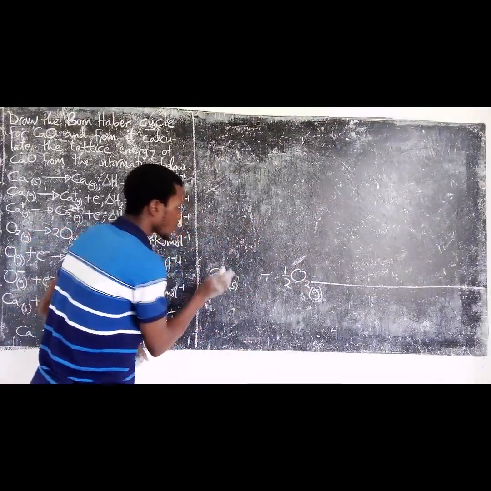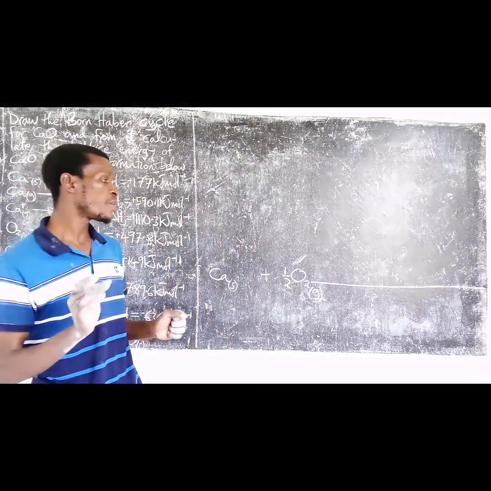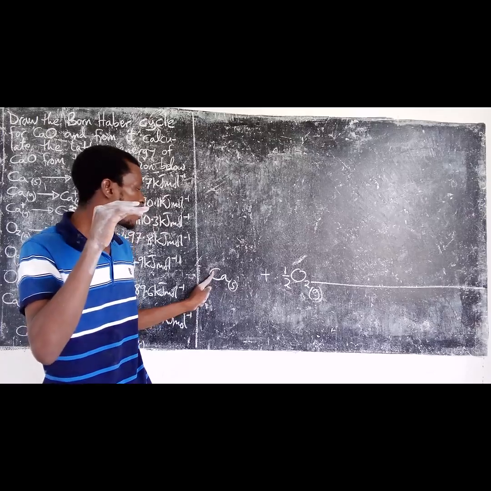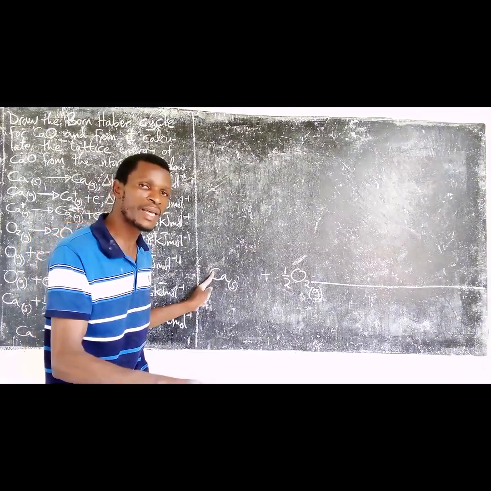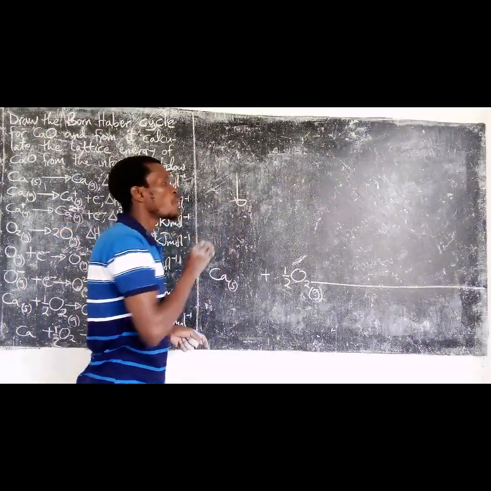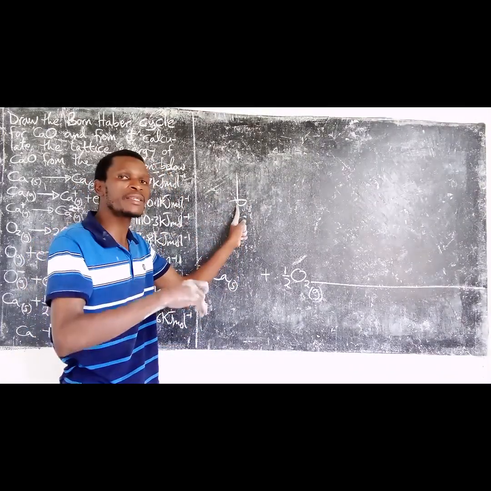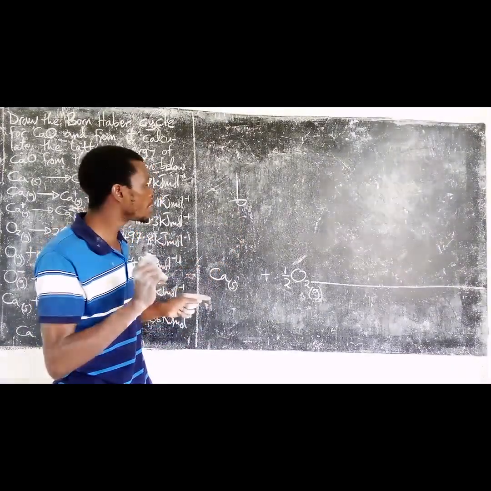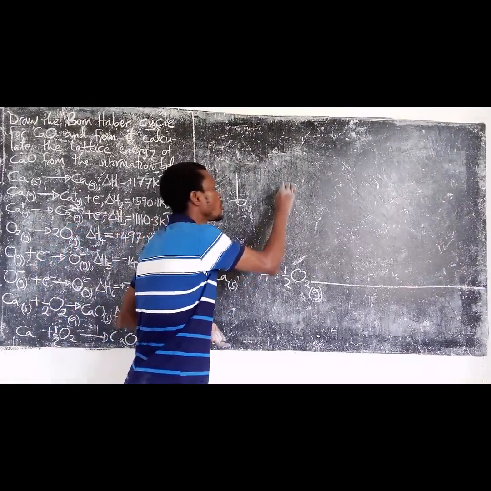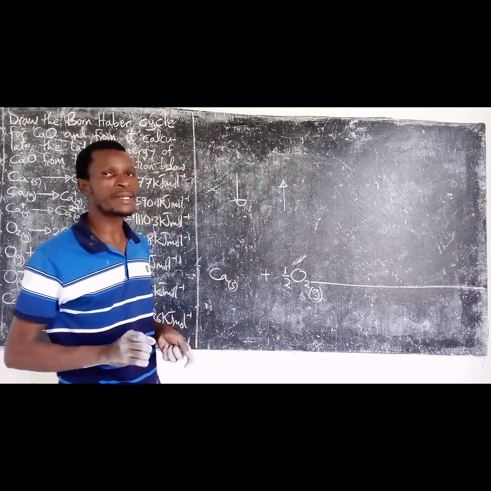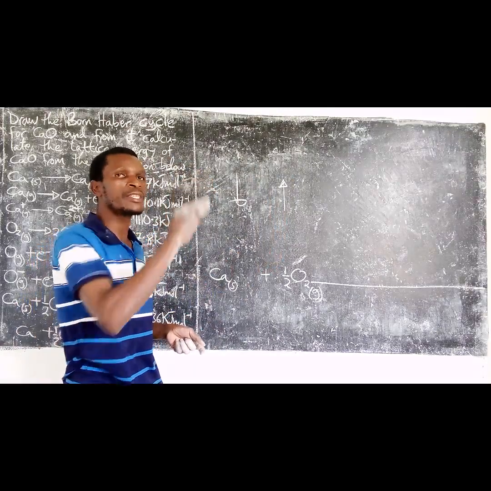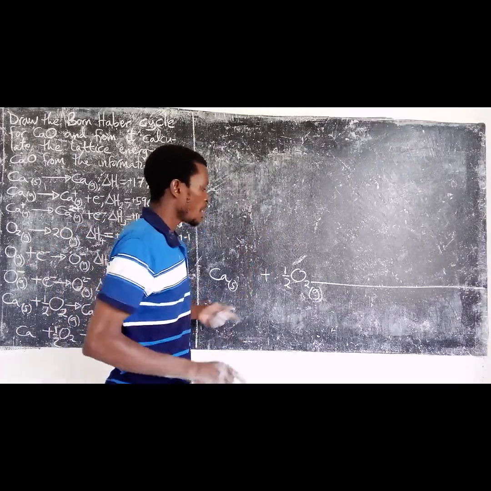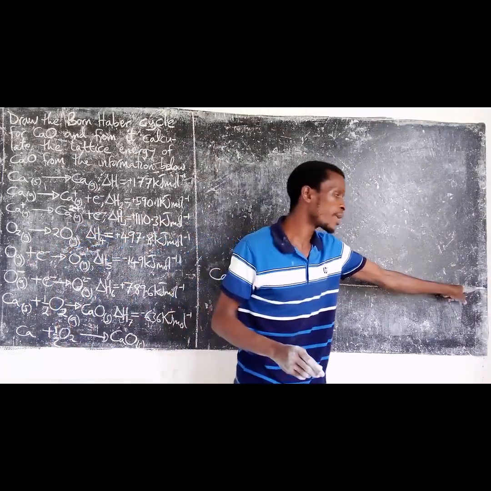Now, when you are drawing the Haber cycle, you have to know that the arrows for heat energy released to the surroundings should point downward, indicating that the heat energy is decreasing, while the arrows for heat energy absorbed from the environment should point upward, showing that the heat energy is increasing.